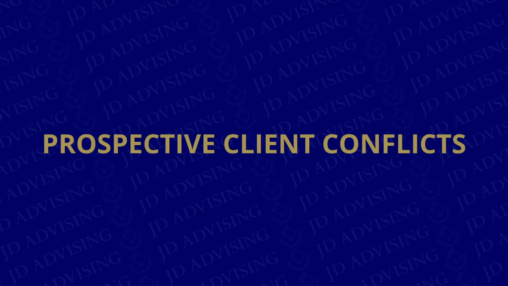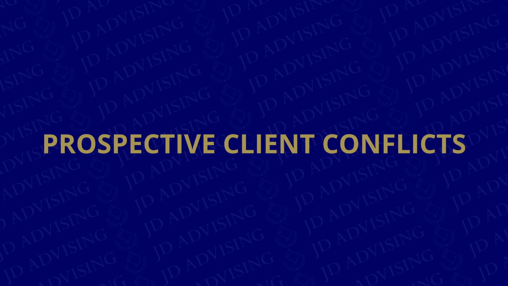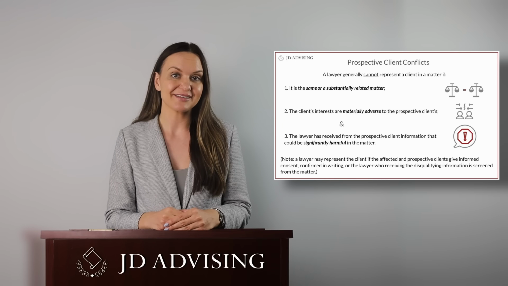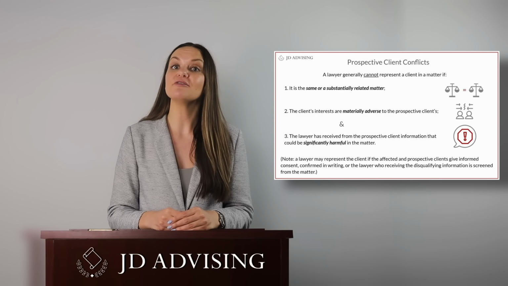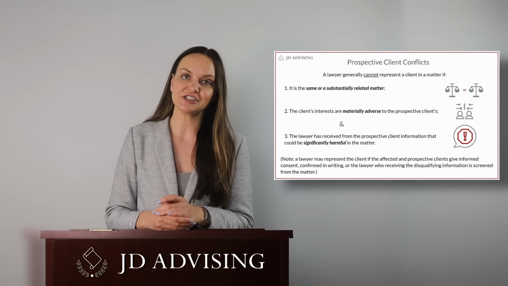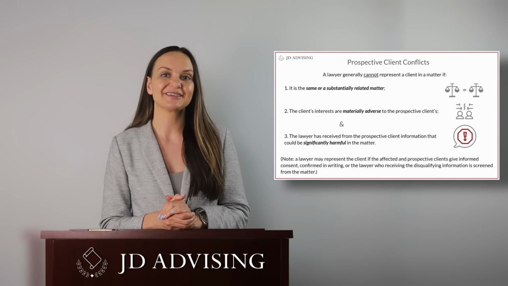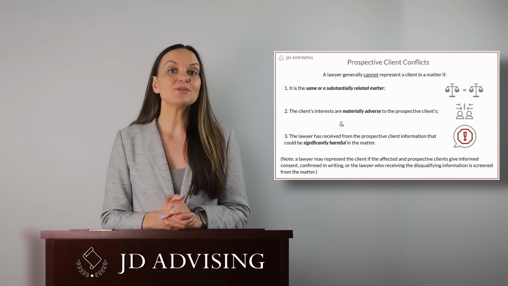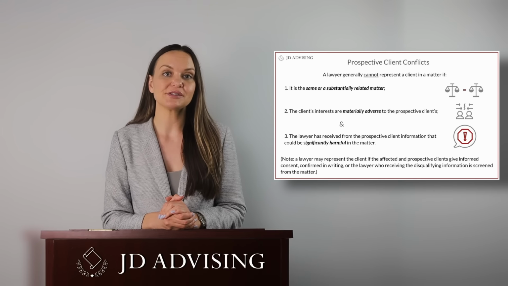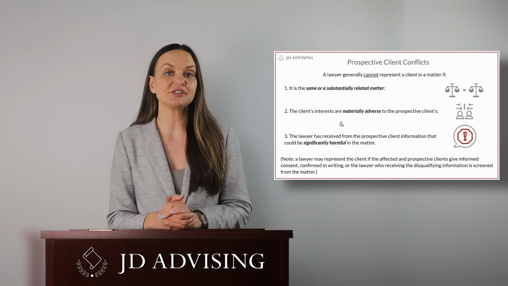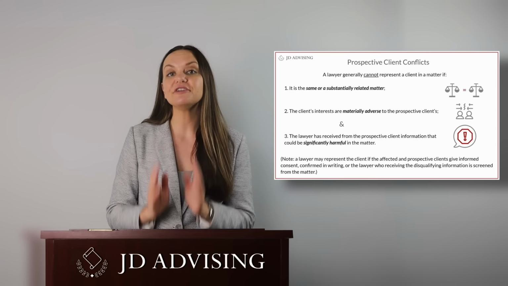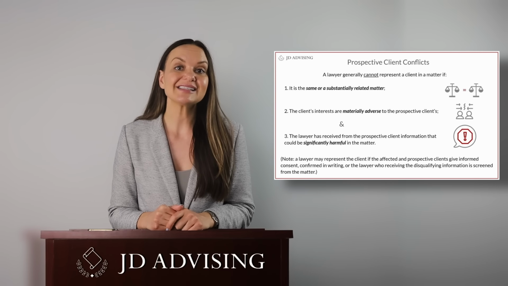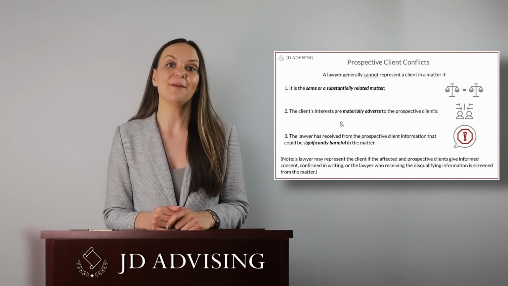Turning to our next set of rules about prospective client conflicts. To start, let's define who a prospective client is. This is someone who consults with a lawyer about the possibility of forming a client-lawyer relationship with respect to a matter. The rule states that even when no client relationship ensues, a lawyer who has learned information from a prospective client shall not use or reveal that information unless an exception to confidentiality applies.